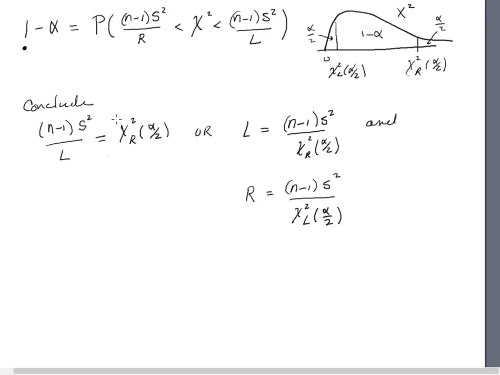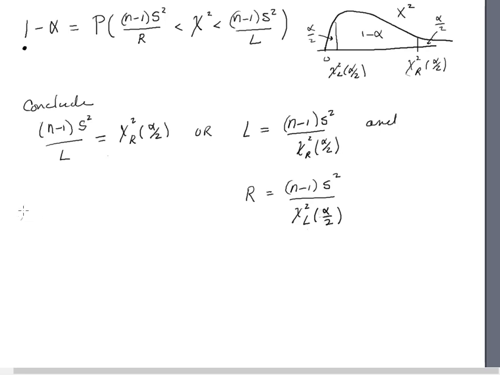This is correct. Solve this equation for L, and L is n minus 1 s squared over chi-square r alpha by 2. That tells me how to find the left-hand endpoint of a 1 minus alpha confidence interval for sigma squared. Now, I didn't do the algebra for you, but the right-hand endpoint would be very similar. In fact, the numerators are identical, with a very similar denominator, except this is the critical value of chi-square on the left-hand side. Now, I would propose that we actually do a problem here.